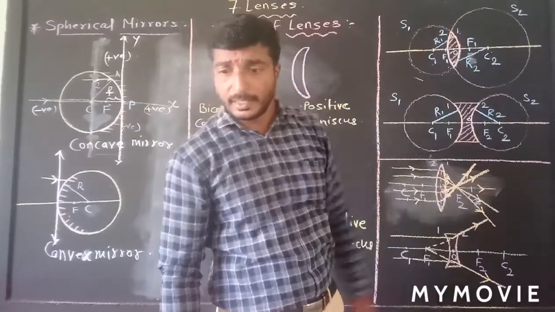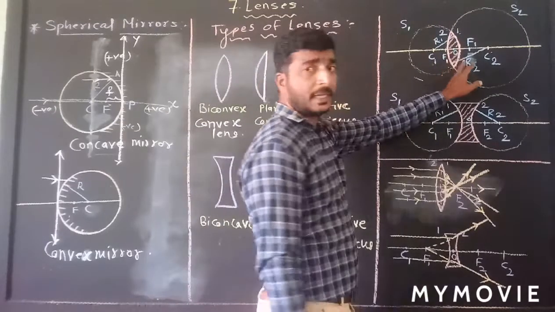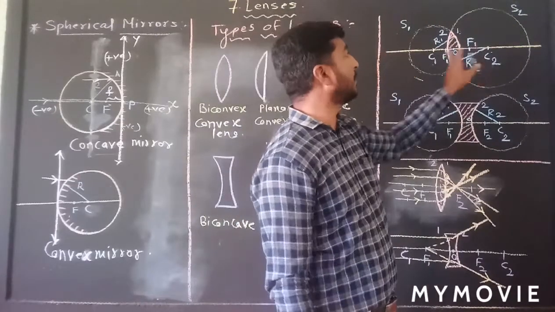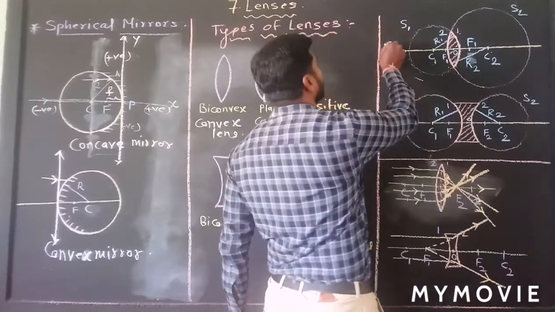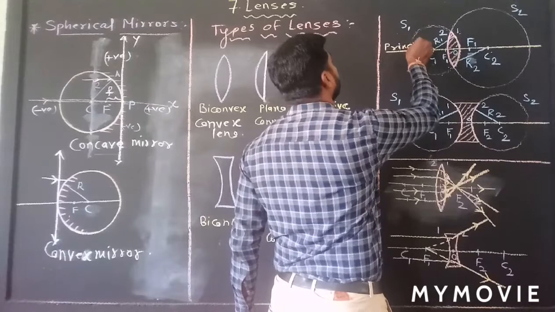Then what is next? Then there is the principal axis. The principal axis is a line which passes through the centers of both the spheres. That line is called the principal axis. So this is the principal axis.